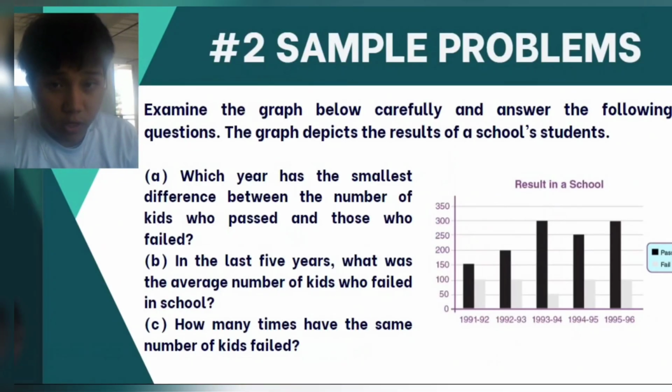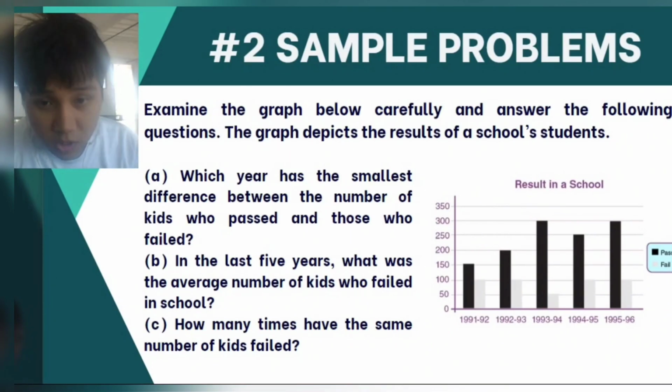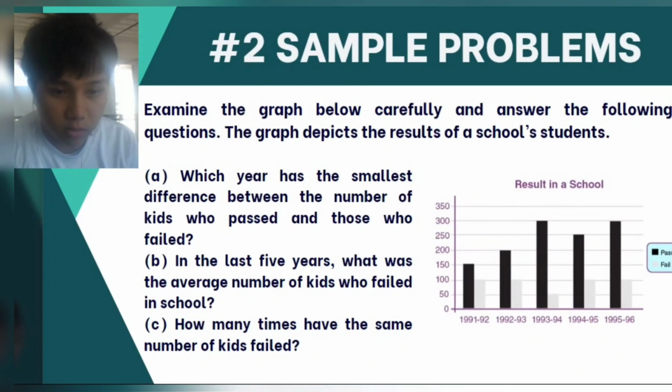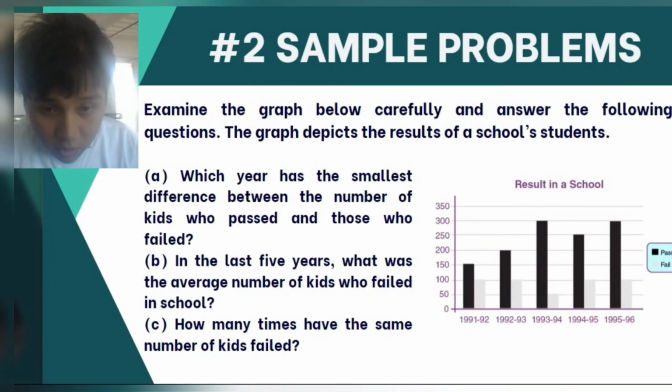For our next sample problem, examine the graph below carefully and answer the following questions. The graph depicts the results of the school's students. Letter A. Which year has the smallest difference between the number of kids who passed and those who failed? Letter B. In the last 5 years, what was the average number of kids who failed in school? Letter C. How many times have the same number of kids failed?